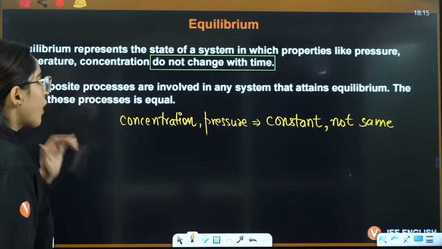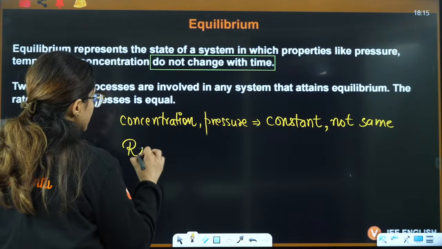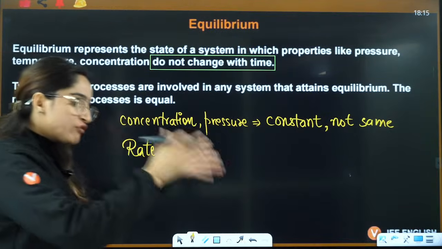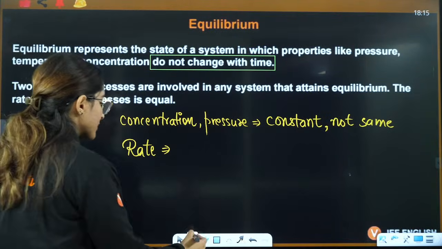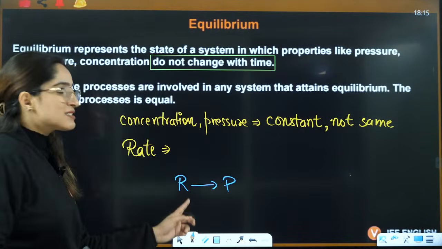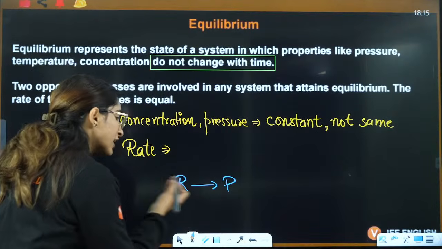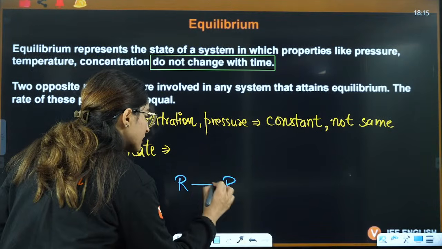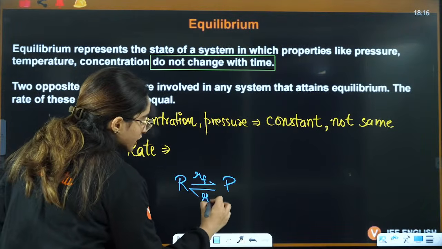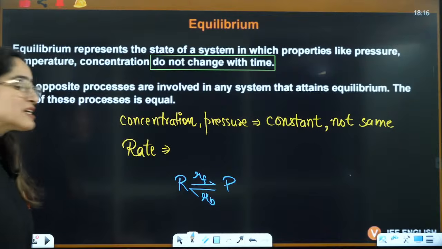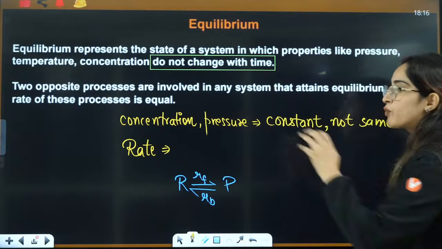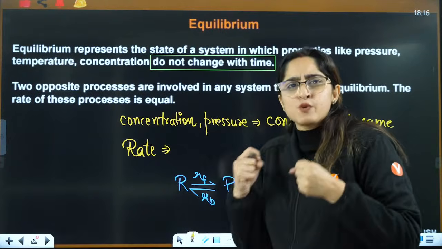But if I talk about the rate involved here, that is very important. Rate of the reaction of forward. Forward means to make products. For example, you have a reaction that is R to P. Now R is the reactant, P is the product. And when you are going in the forward direction, that is rate of forward direction. And when you are going in the backward direction, that is rate of backward direction. So we are saying that at equilibrium, the rate of forward and the rate of backward is same. That means in the same speed.